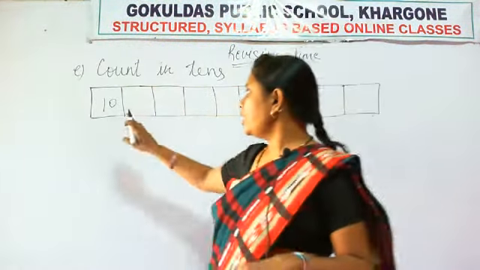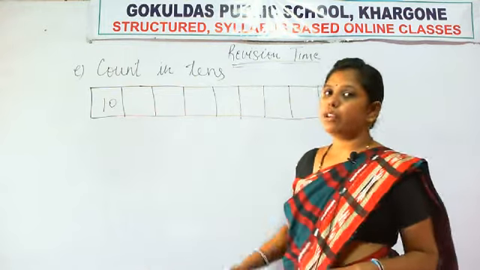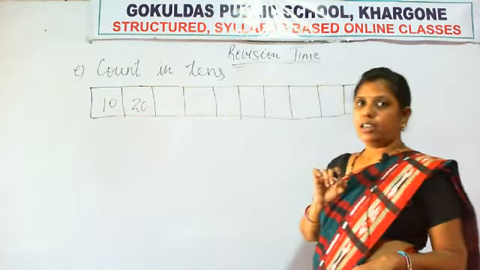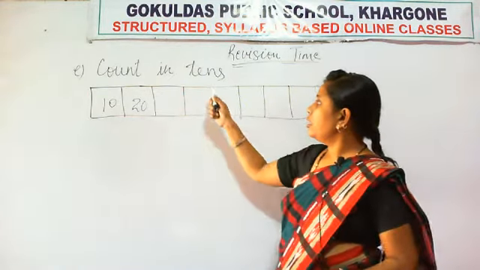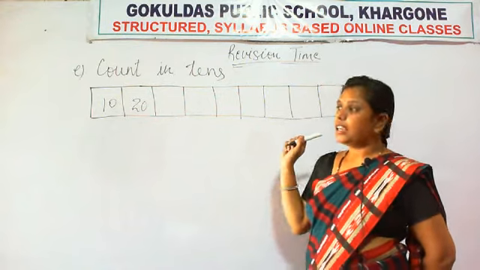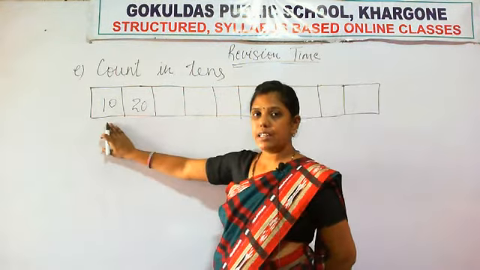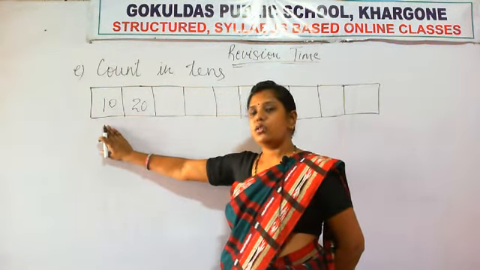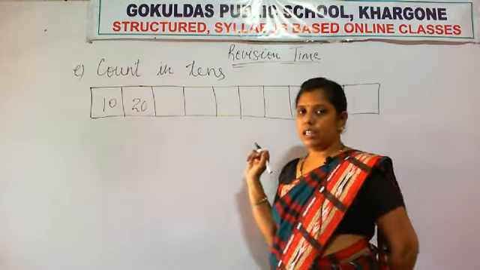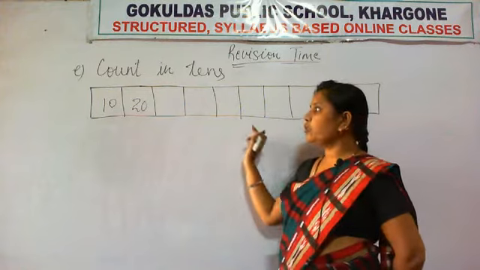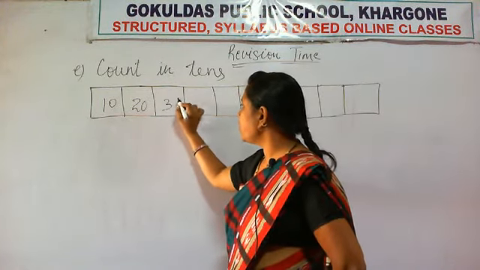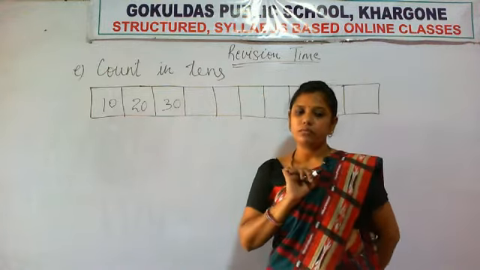So 10 is already written. So 10 plus 10 will be 20. So the next number will be 20, because we have to write the numbers by counting in tens. The first number that is written is 10, so 10 plus 10 will be 20. Then again add 10 to this 20. So 20 plus 10 will be 30. So the next number will be 30.